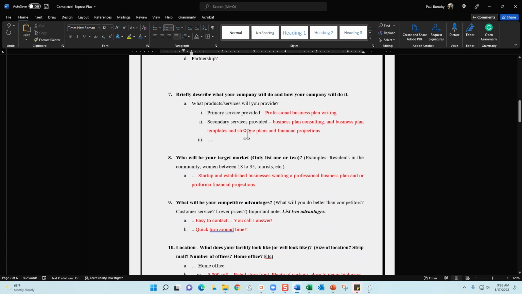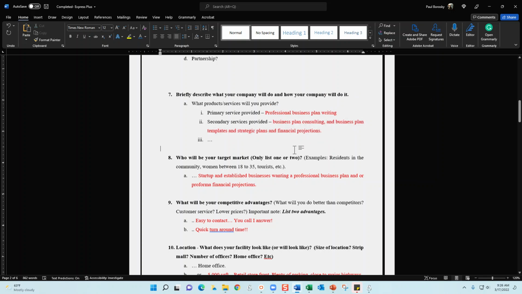Next, briefly describe what your business does and how it does it. You can give me a paragraph, or you can just give me some statements as to what you're going to be doing. For example, for myself, my primary service provided, so what I do the most, is I write business plans. Secondary services are going to be business plan consulting, business plan templates, strategic plans, and also just financial projections. And so this is the way I'm going to break up the business plan for the most part: whatever the main service that you're going to be providing, I'm going to give the most information about. And then the secondary services, we don't want to ignore them, and we'll put that information there.